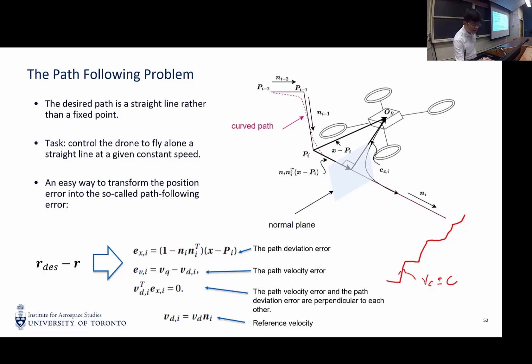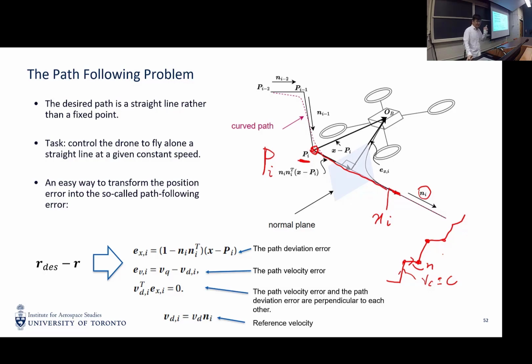The first thing we do is define each path segment by its starting point, which is p_i. The p_i is the starting point of the line segment, and the direction of the line segment is determined by n_i. So we have a series of lines connecting each other, and we define this trajectory by the starting point of each line and the direction of each line.